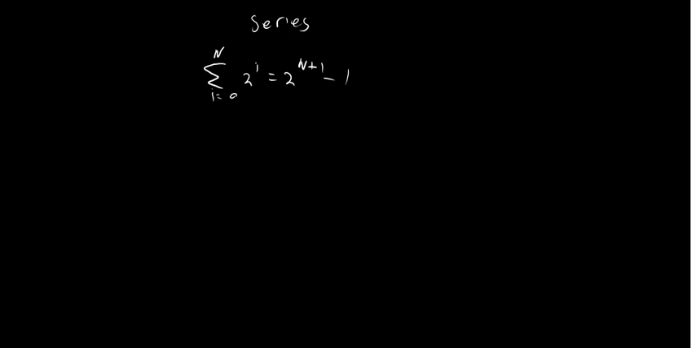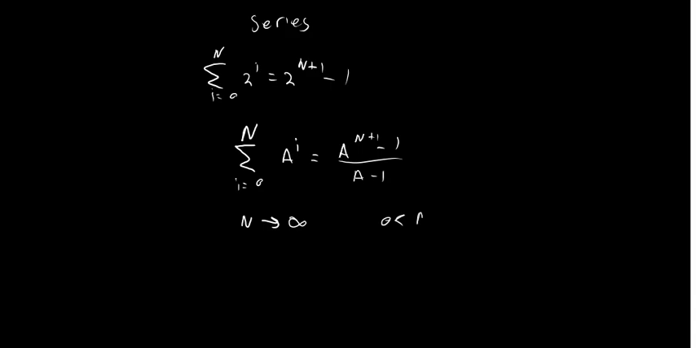So in a situation where we have the sum from i equals 0 to n of a to the power i, it is equal to a to the power n plus 1 minus 1, over a minus 1. And then in a situation where n approaches infinity, and 0 is less than a, which is less than 1, then our formula tends to the sum from i equals 0 to n of a to the power i.